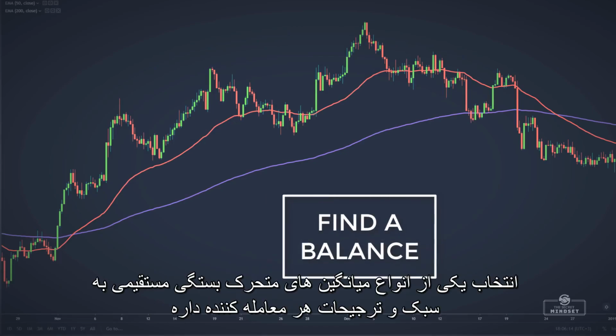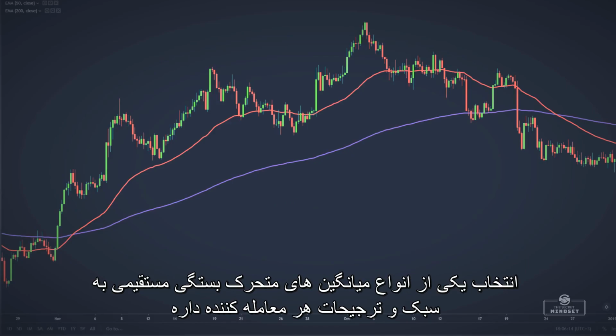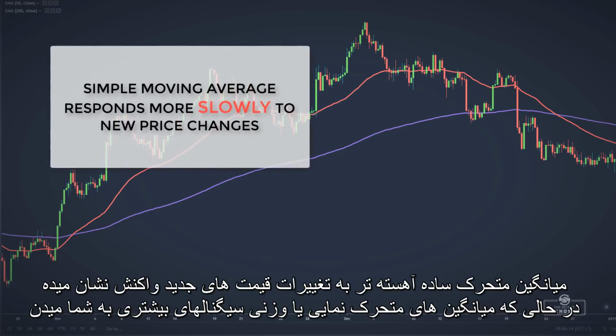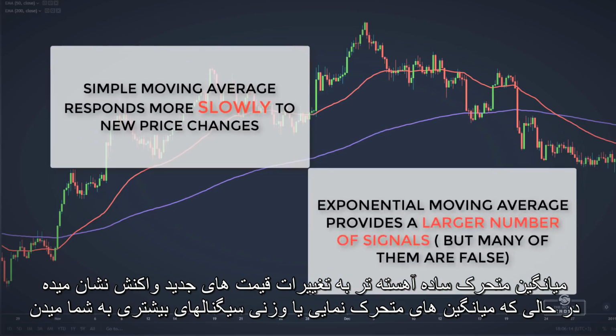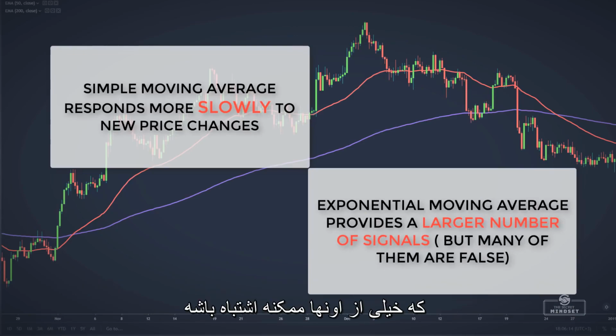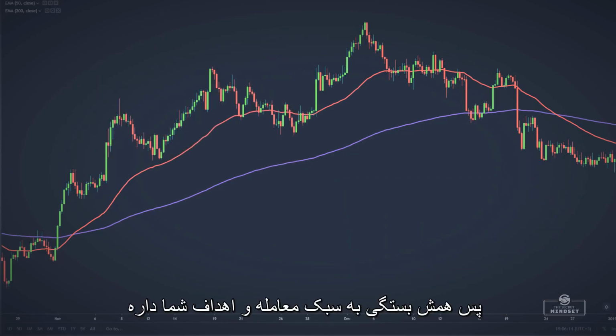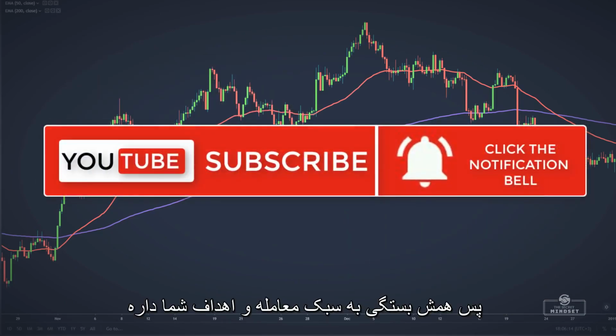Choosing one of the types of the moving averages depends directly on the style and preferences of each market participant. A simple moving average responds more slowly to new price changes, while exponential moving averages or weighted moving averages provide a larger number of trading signals, many of which may be false. So it all depends on your trading style and on your trading objectives.